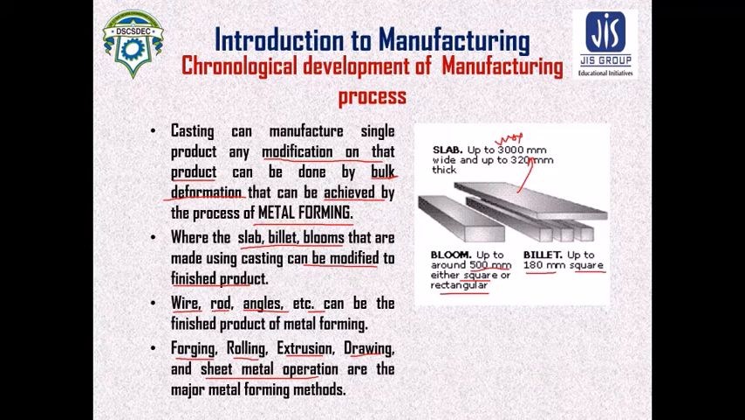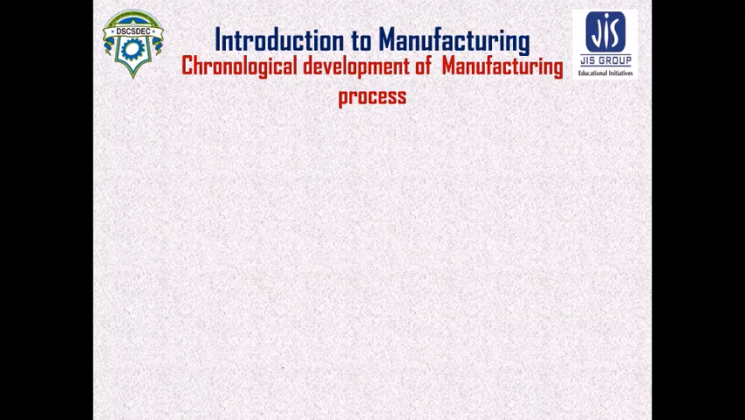Here, I am giving you an overview of how the manufacturing process developed. First, casting was developed. After casting, there was a need for modification of the casting part, so that can be done using metal forming. After metal forming, up to here, only single-piece objects are used.